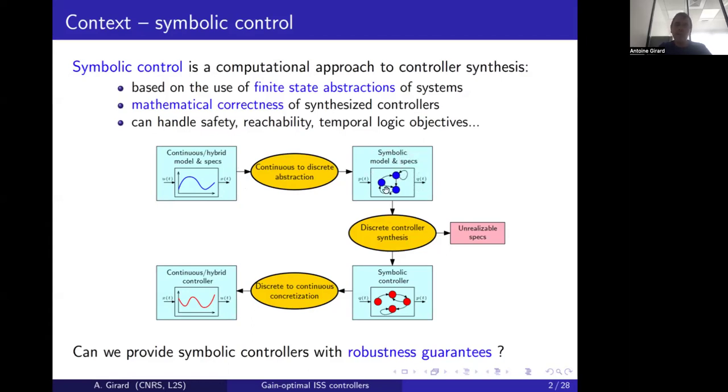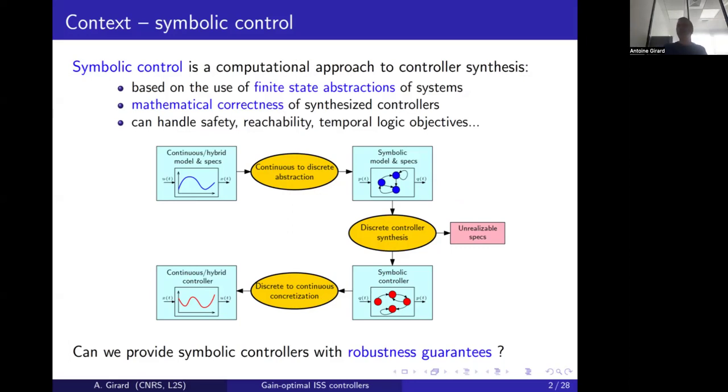Then once we have this symbolic model, we're going to synthesize a controller using this model. What makes symbolic control powerful is that for discrete controller synthesis, we have many algorithms that allow us to synthesize controllers with mathematical guarantees for various types of specifications, such as safety, reachability, or more complex objectives, like temporal logic. Then once we get a controller for our symbolic model, we get a last step, which is mapping back the control strategy that we synthesized in the symbolic domain to the continuous domain, such that we can actually control our original system with the controller that we just synthesized.